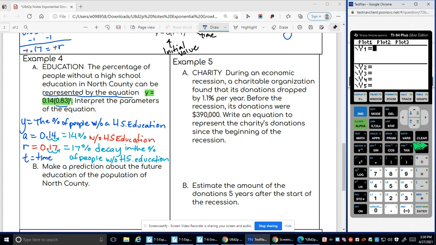We're going to clear that out, and we're going to put in our equation. Y equals 0.14 parenthesis, 0.83 close parenthesis, to the power of, that's the caret, and then instead of T, we put in X. Okay, so I'm going to make a little note. I'm also representing T with X. I'm going to go here, second table, and I want to make a prediction about the future.